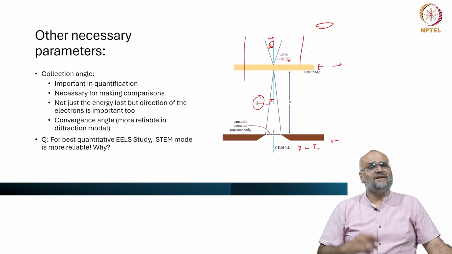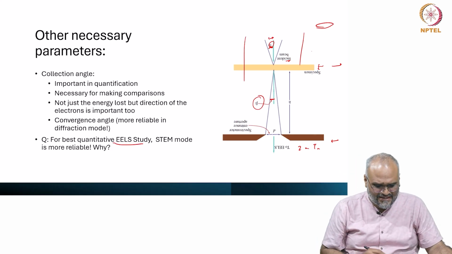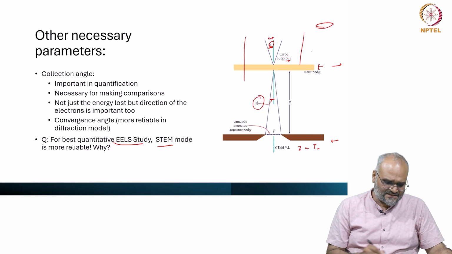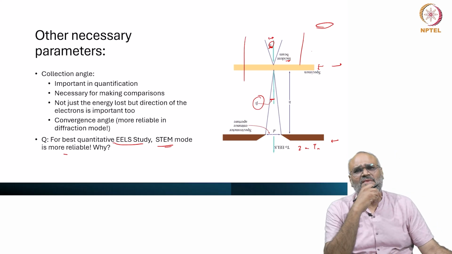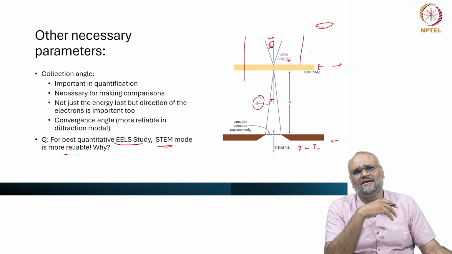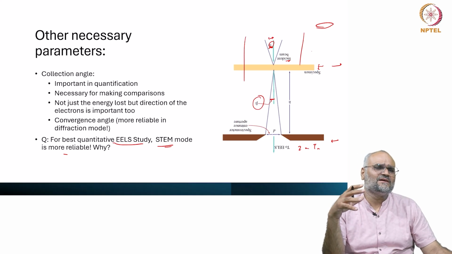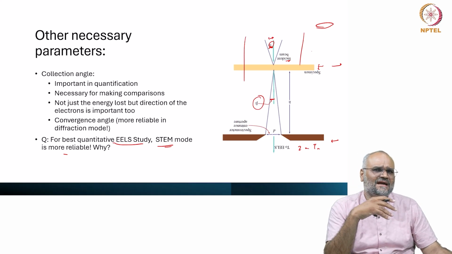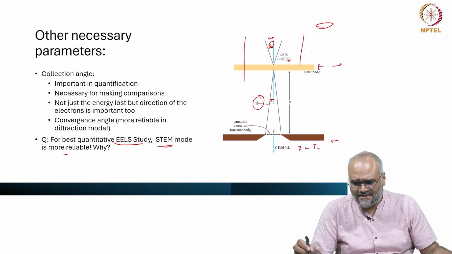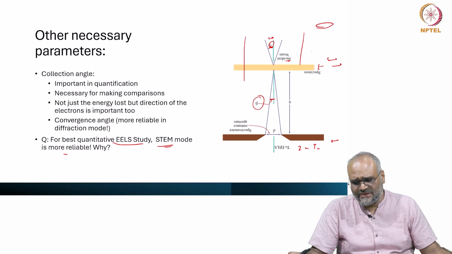I would like to pose a question here again. For the best quantitative EELS study, actually STEM mode is more reliable. Can you think of it and answer why? I have already discussed this while I was talking about STEM imaging, and I kind of gave you a few hints on how to fix the parameters. The answer is very simple.